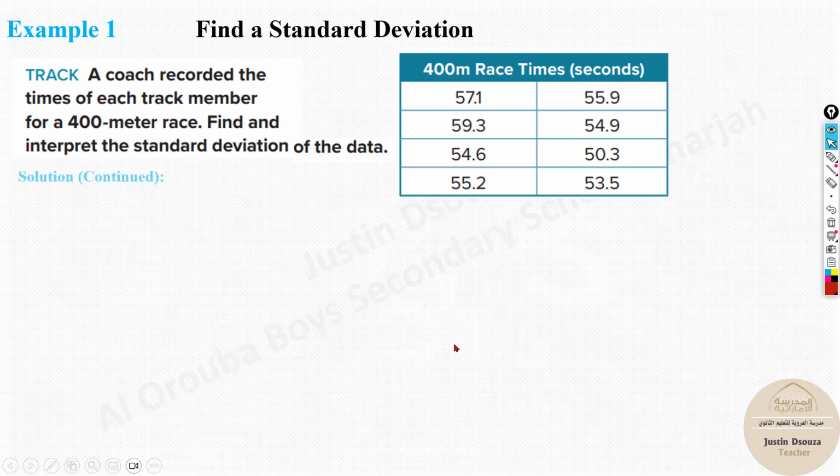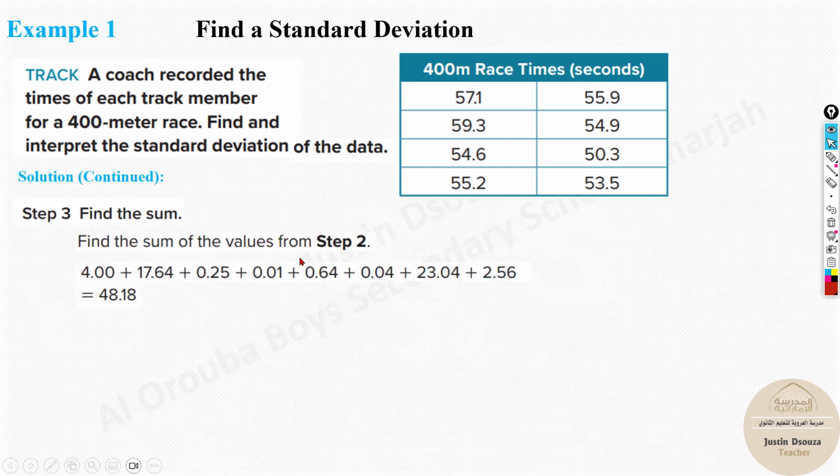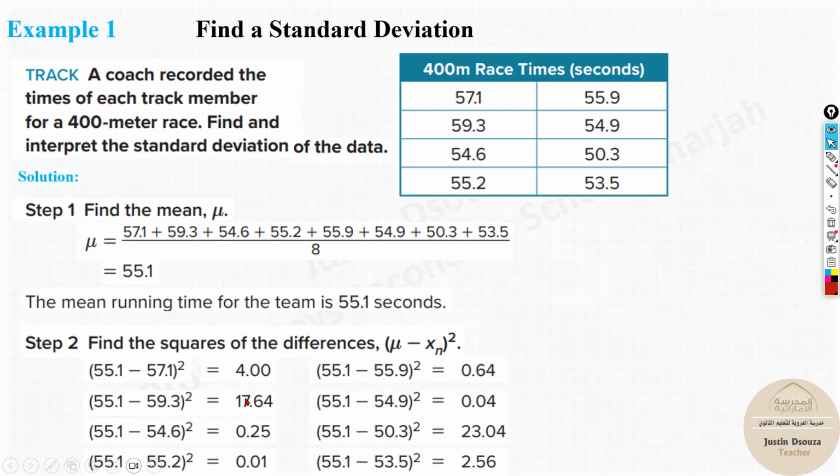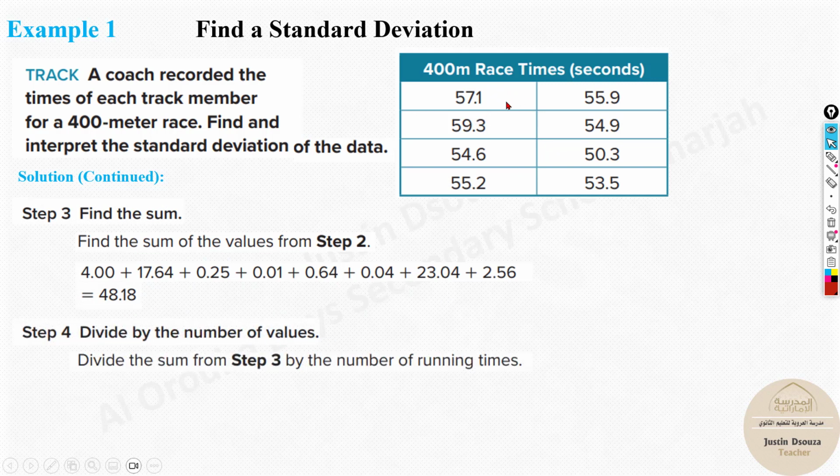Now we move on to step 3, where you find the sum of the last step. We found the square of the difference of the mean and the value, right? Add all these values. Basically, you have to find the average of these. It is just made into 2 steps. Whatever we found in step 2, add them up, and then divide by the number of values, that is 8. So you add them all and get 48.18. Now divide by the number of values. How many values? 1, 2, 3, 4, 5, 6, 7, 8. So divided by 8. This is the variance.